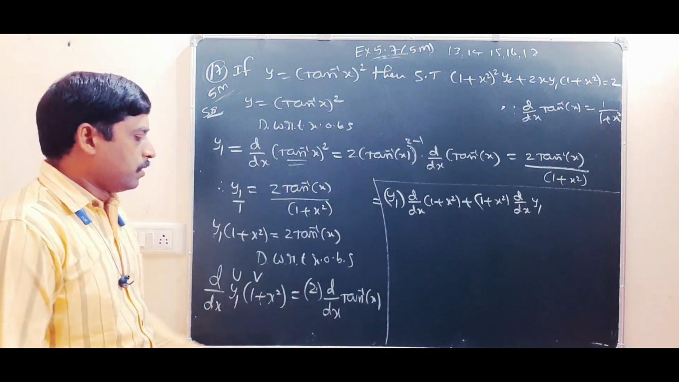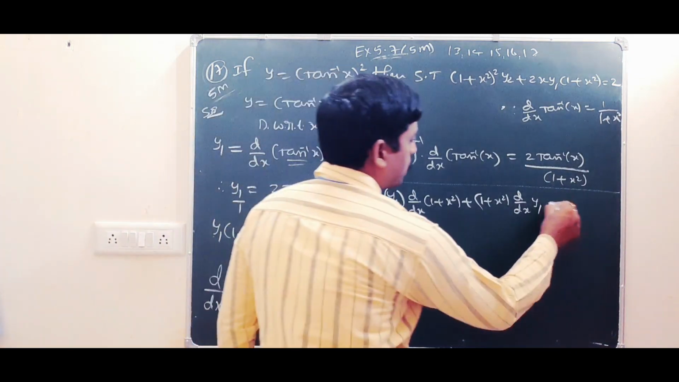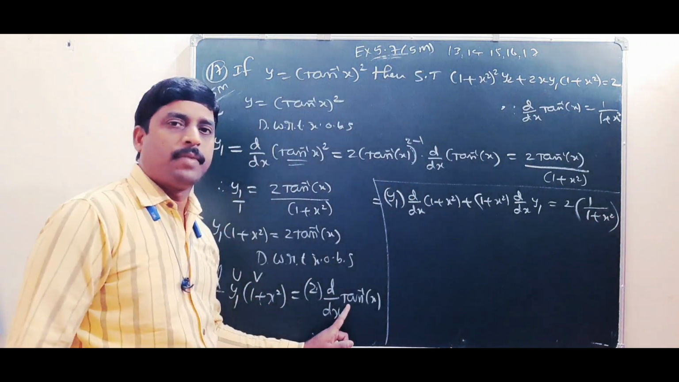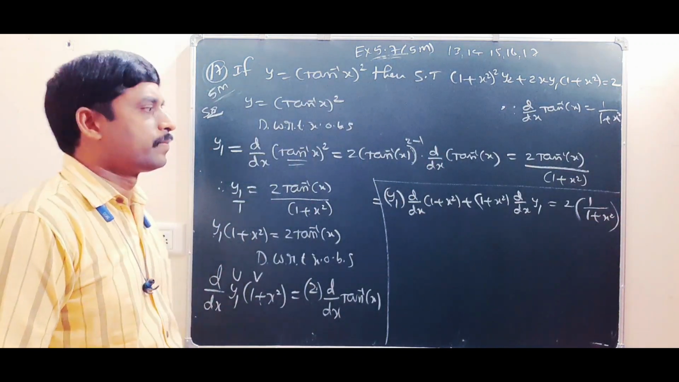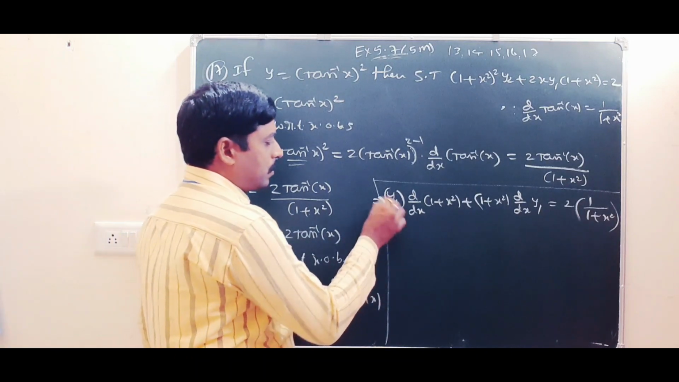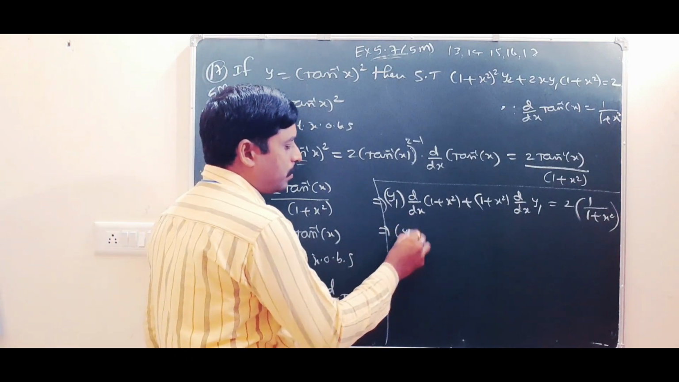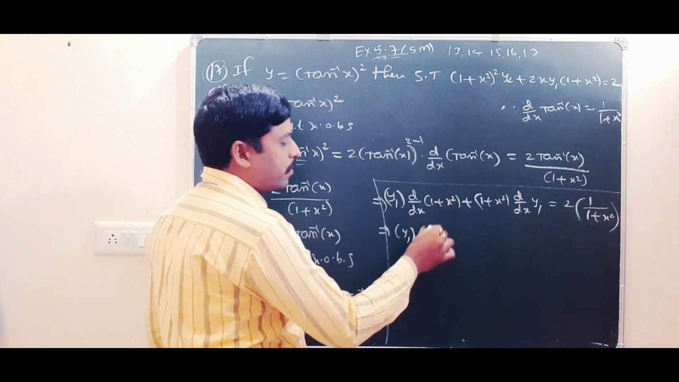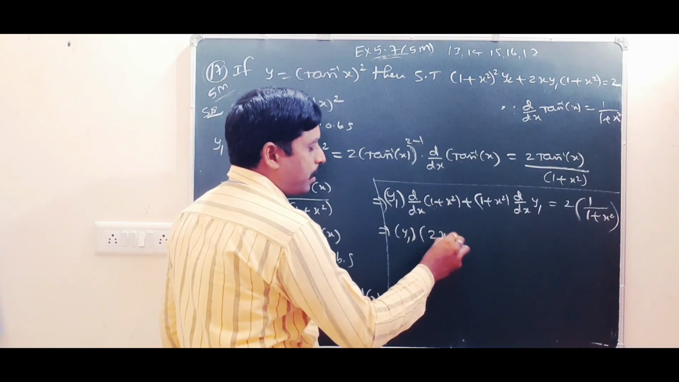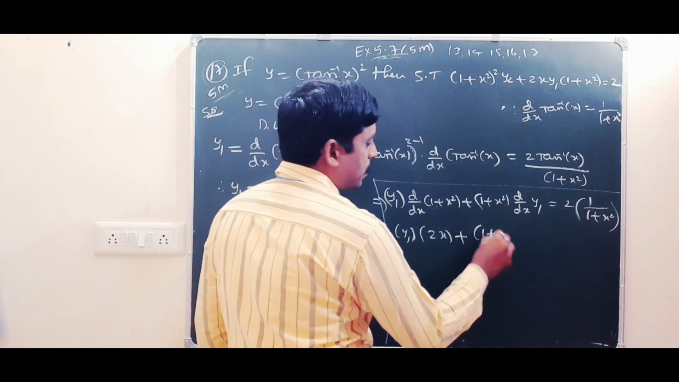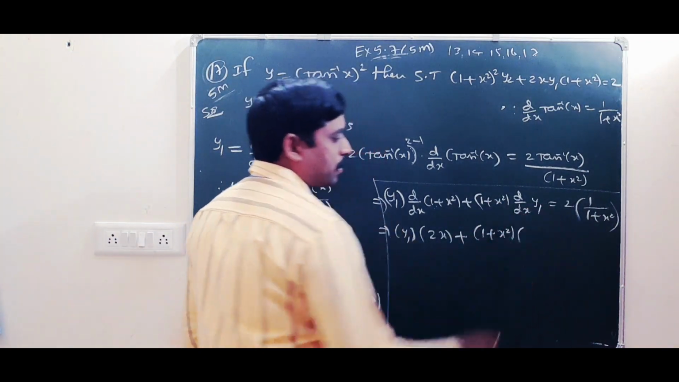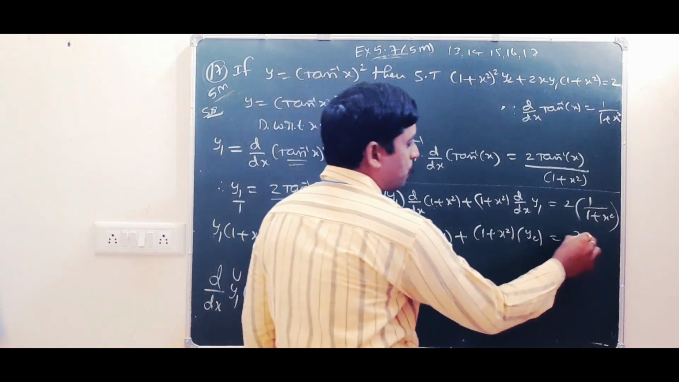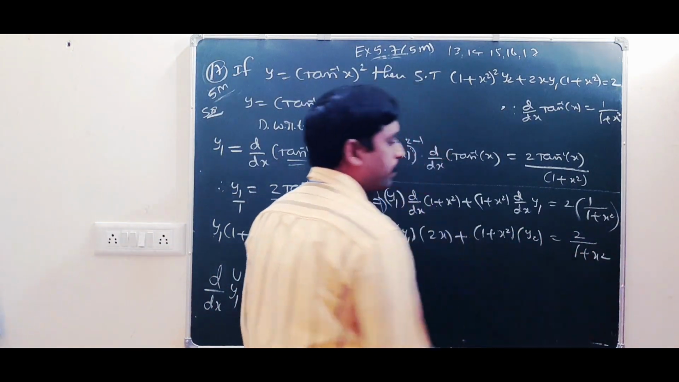Okay. So 2 times the derivative of tan inverse x. We have the formula 1 by 1 plus x square. Now this is going to be y1 into differentiation of 1 is 0, differentiation of x square is 2x, plus 1 plus x square into differentiation of y1, we get y2, equal to 2 by 1 plus x square.